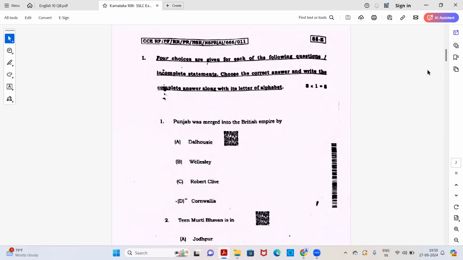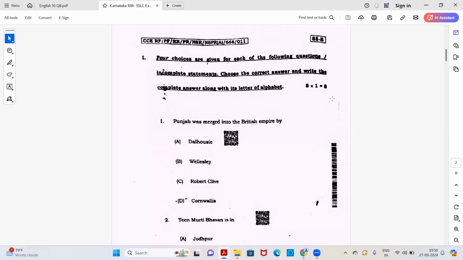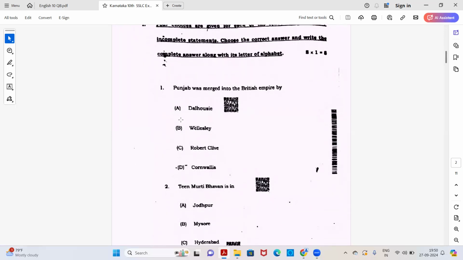So here we are having the first main. Four choices are given for each of the following questions or incomplete statements. Choose the correct answer and write the complete answer along with its letter of the alphabet. That means you need to write the alphabet and the complete sentence. Do not just write the letter and leave.